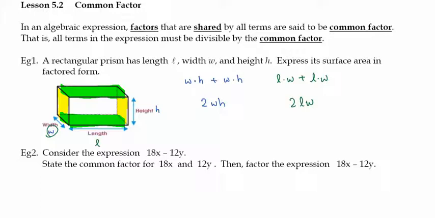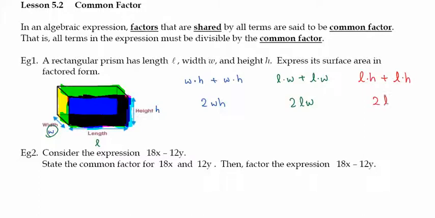Finally, we want to find the area at the front, the rectangle at the front. For some reason it is not showing up. The area at the front and the area at the back. They have the same area. Length times height. So when you add those two together, we have 2 times this and that.